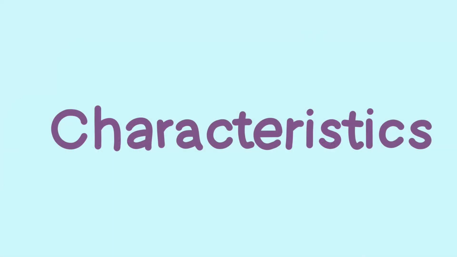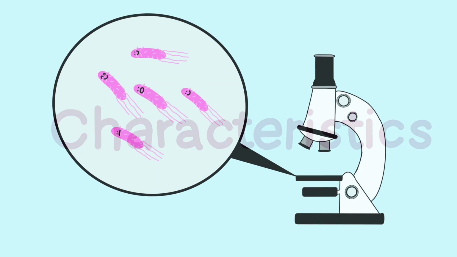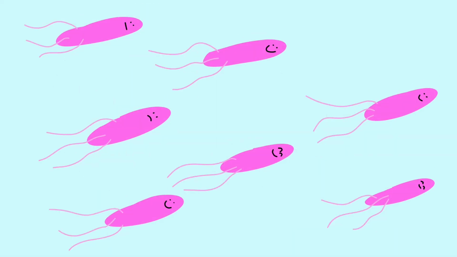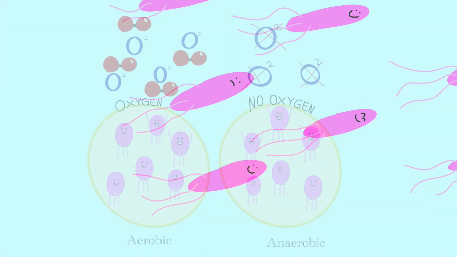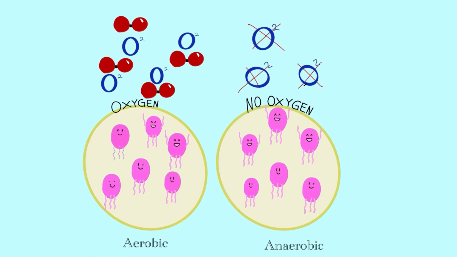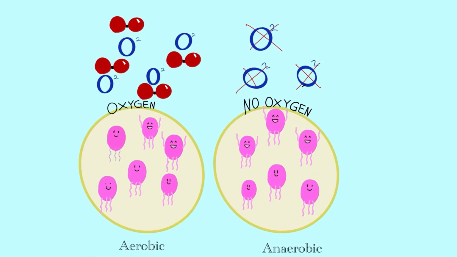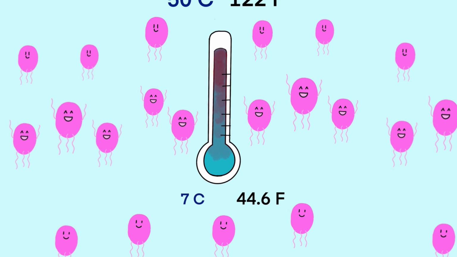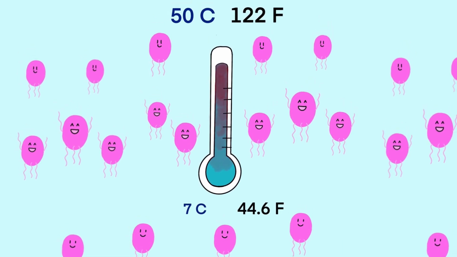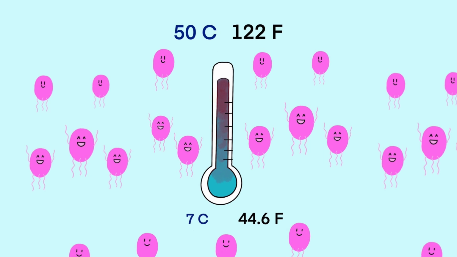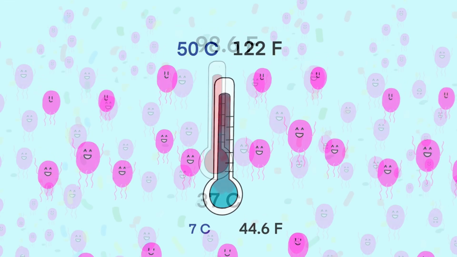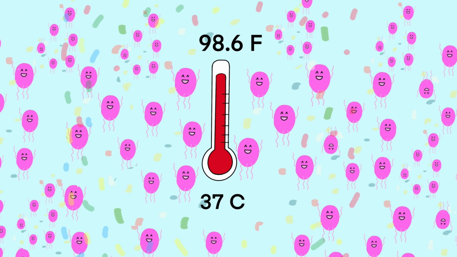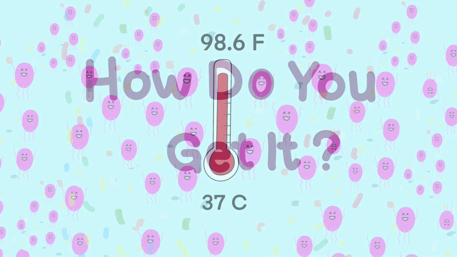But first, let's focus on E. coli's characteristics. E. coli is a gram-negative rod-shaped bacteria that stains pink during gram staining. It has flagella, which look like hair-like structures that help the bacteria move. It is facultative anaerobic, meaning it can survive in oxygen-rich environments or environments where there is no oxygen. E. coli can grow in temperatures ranging from 7 degrees Celsius, which is 44.6 degrees Fahrenheit, to 50 degrees Celsius, or 122 degrees Fahrenheit, with an optimum temperature of 37 degrees Celsius, or 98.6 degrees Fahrenheit, which is close to our body temperature.